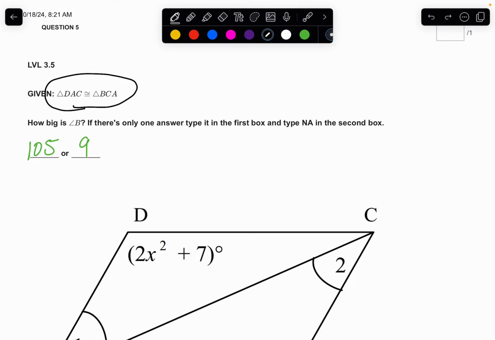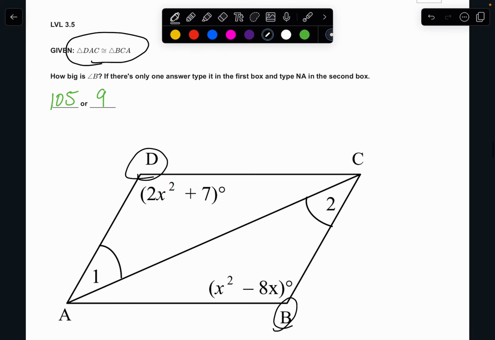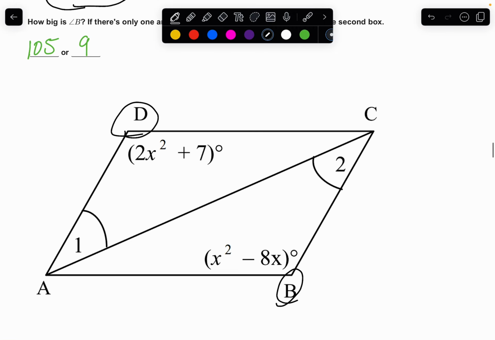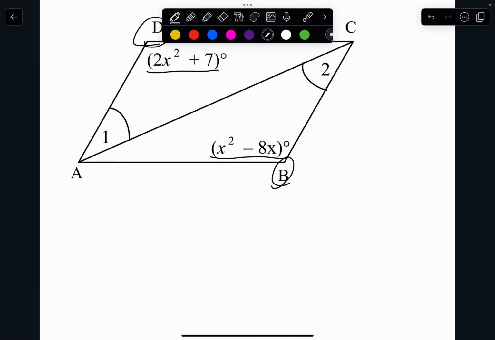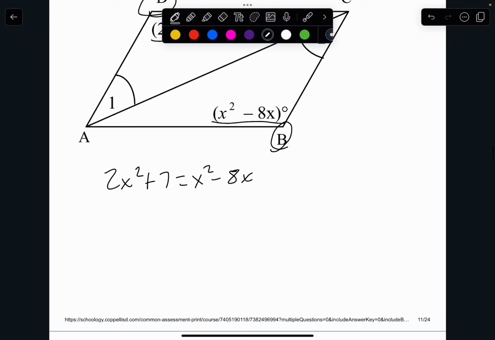All right, it says, how big is angle B? That's this guy. And what is B the same as? D. How do I know that? D and B are in the same spot. So we know those are equal, so we can take those two things and set them equal to each other. 2x squared plus 7 has to equal x squared minus 8x.